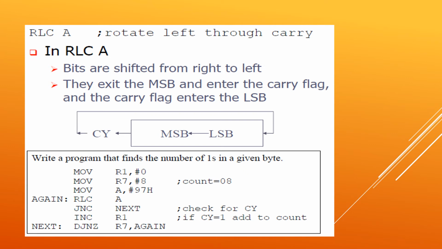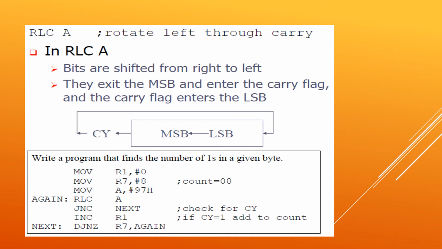In the same fashion, there is rotate left through carry, RLC A. Bits are shifted from right to left, because it is LSB to MSB. Now in the earlier case RRC, what happened? LSB entered into the carry flag, carry entered into MSB. Now what will happen? MSB will enter into the carry flag and the earlier status of the carry, whatever it is, will enter into LSB.